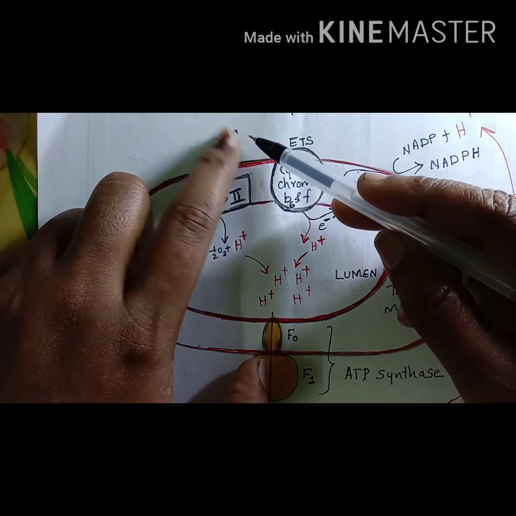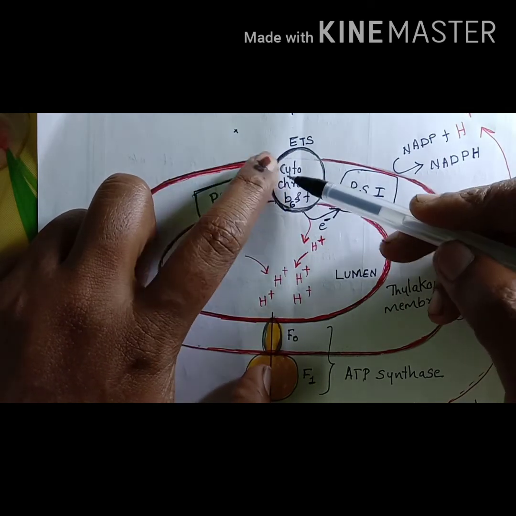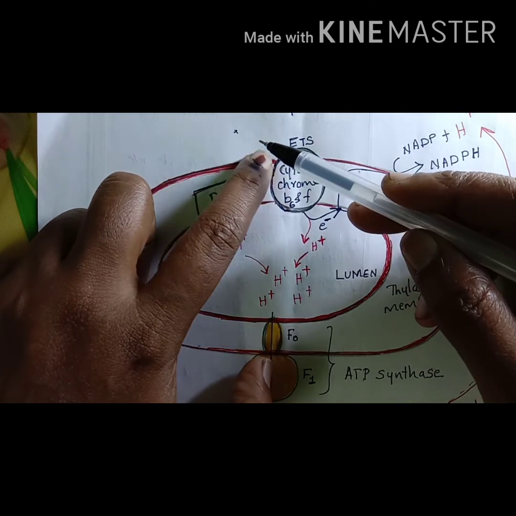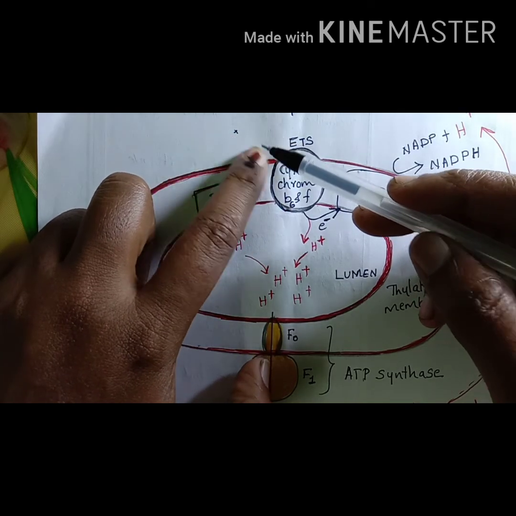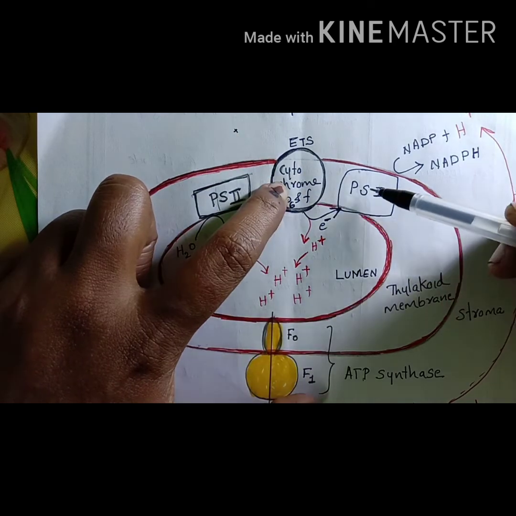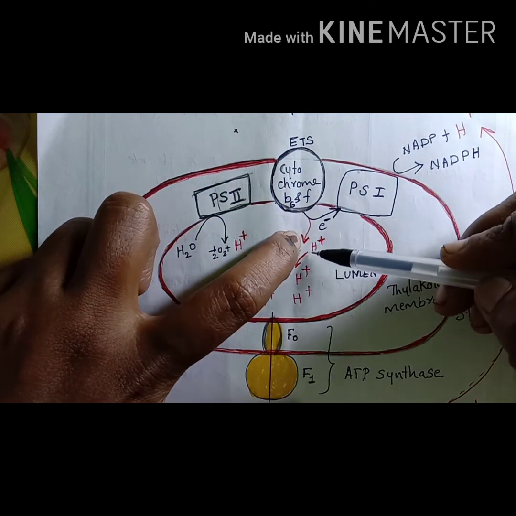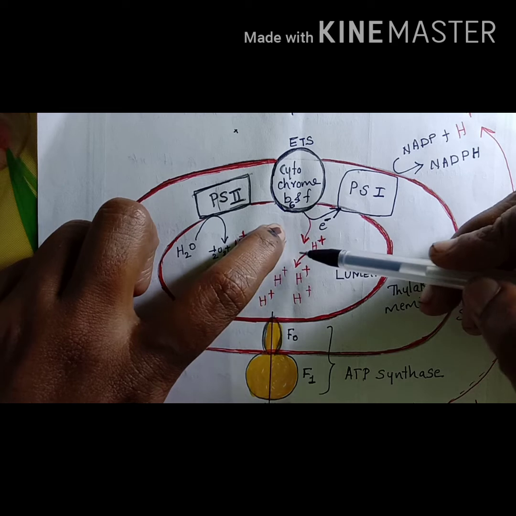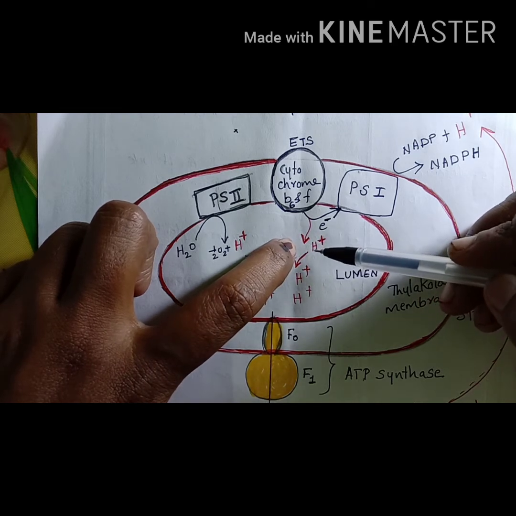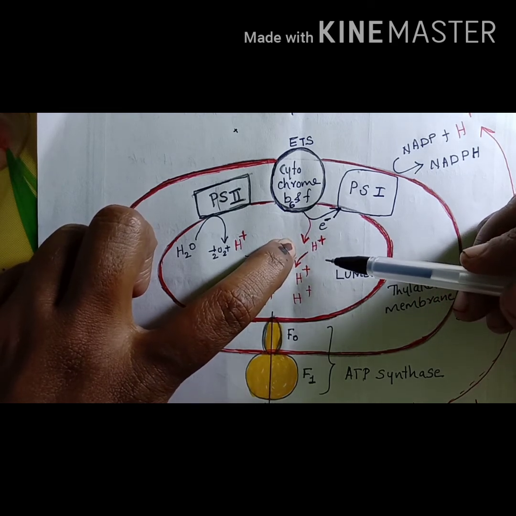At that time, it will come back to this electron transport system with the help of a proton carrier. A proton is also coming along with this electron, and when this electron enters PS1, the proton will enter inside the lumen. So we can see the accumulation of proton. So this is the first chance for the accumulation of proton inside the lumen.